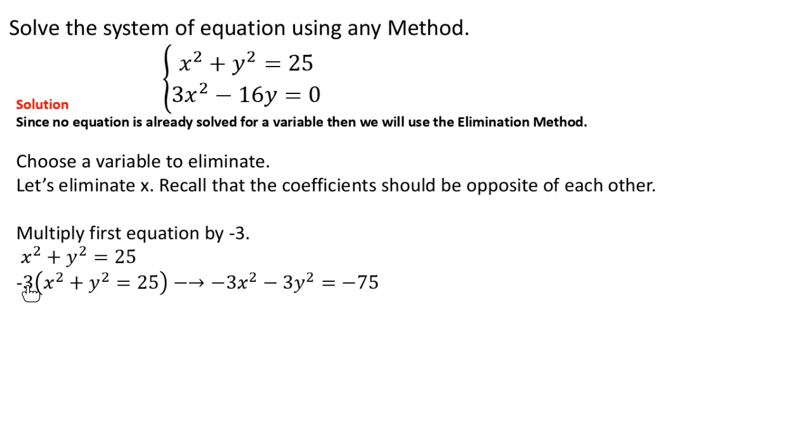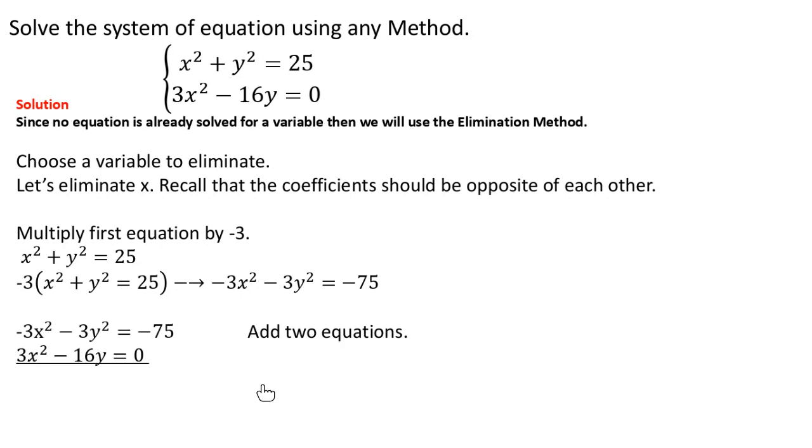So if I do that, then I'm going to have -3 times x squared, which is -3x squared, -3 times y squared, which gives us -3y squared, and -3 times 25, which is -75. Now that we have done this, we can take the new equation and add it to the second equation. You're going to see that we can eliminate the x variable because -3x squared plus 3x squared will be 0. And then we have -3y squared minus 16y, -75 plus 0 will give us -75.